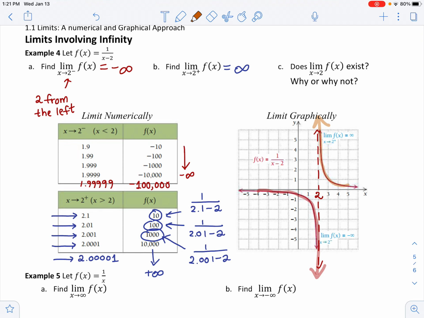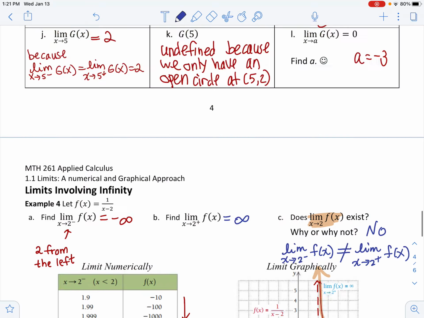So, what happens? Does the general limit exist? That's the last question right here. Does the general limit exist? It does not. No. Because negative infinity does not equal positive infinity, I can say that the left-hand limit, which is going to negative infinity, does not equal the right-hand limit. And not only that, infinity is not a real number, right?